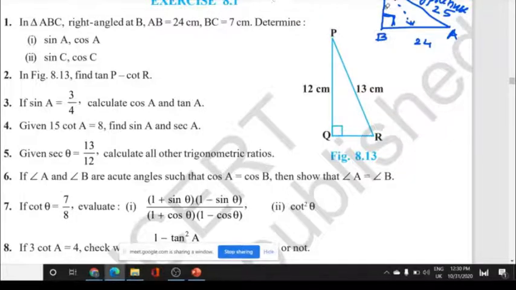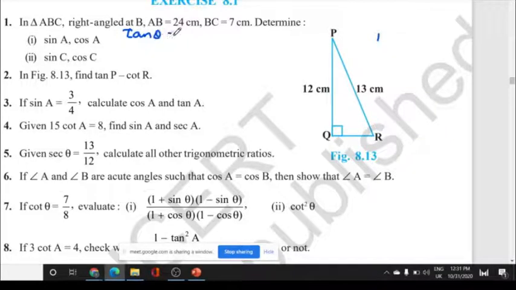Tan theta, what have we learned? How do you find tan theta? What is the ratio? Opposite by adjacent side. So tan theta is equal to QR by PQ, opposite by adjacent. Then tan P will be equal to what? This is P. Opposite is QR, adjacent is PQ. So QR by PQ. What is QR?